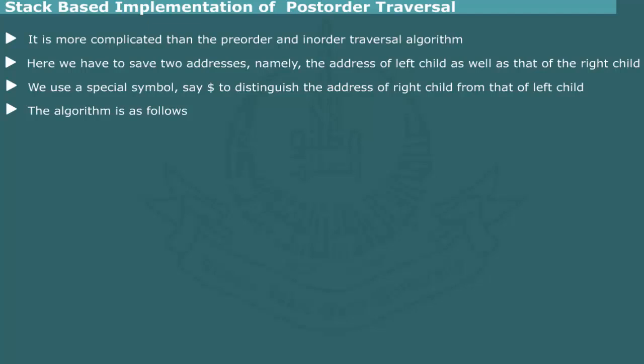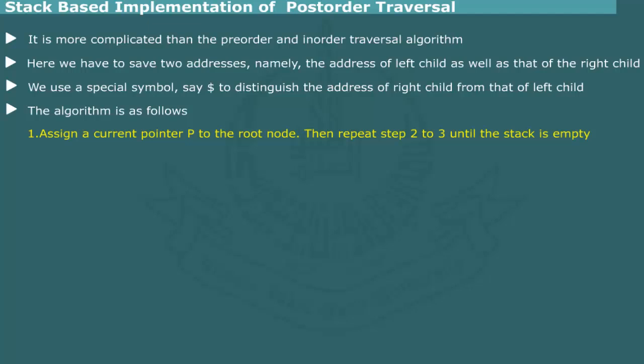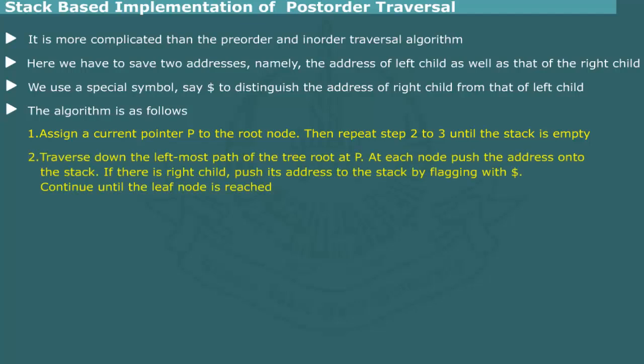The algorithm for post-order iterative procedure is: number 1. Assign a current pointer p to the root node. Then repeat step 2 to 3 until the stack is empty. Number 2. Traverse down the leftmost path of the tree rooted at p. At each node, push the address onto the stack. If there is right child, push it to the stack by flagging with $. Continue until the leaf node is reached.